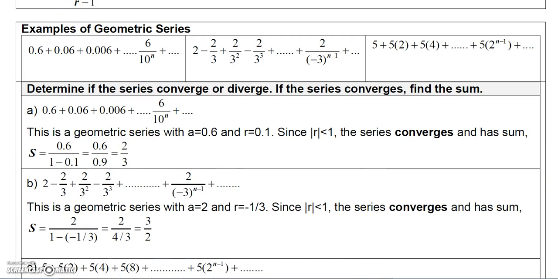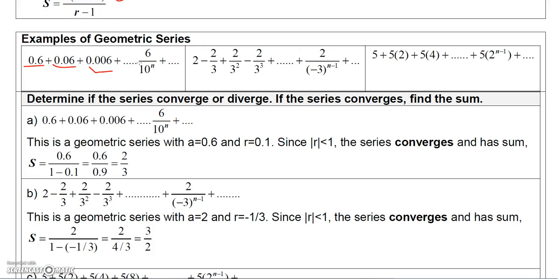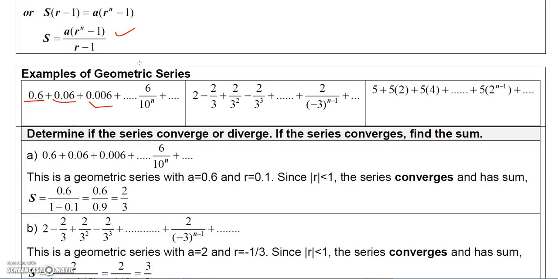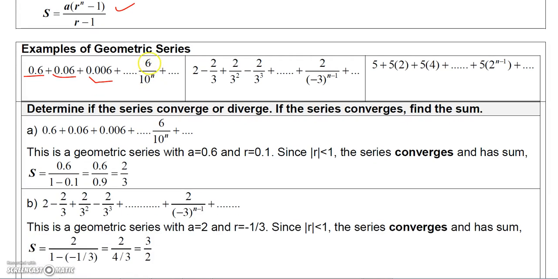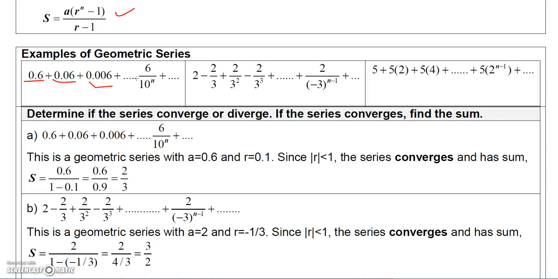Okay, so here are some examples of a geometric series. Here you have 0.6 plus 0.06 plus 0.006 and so forth. So you basically have 0.6, or 6 times 0.1 to the nth power is basically what you have here. And then here is another geometric series, but this one's an alternating geometric series.